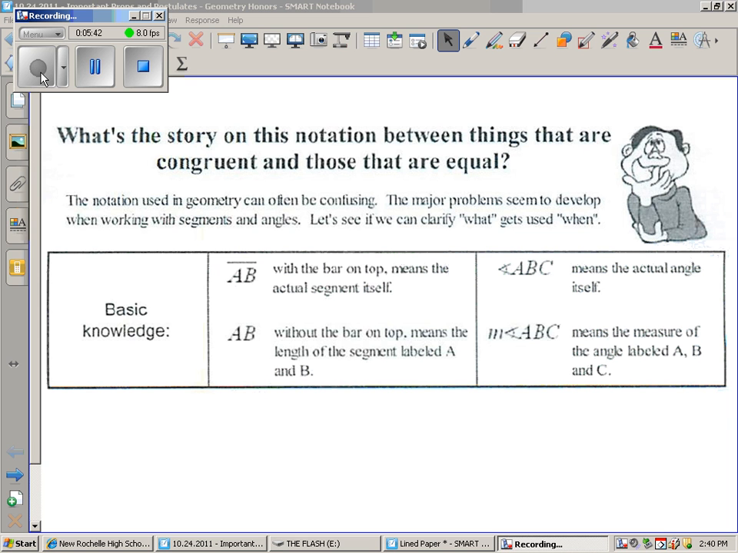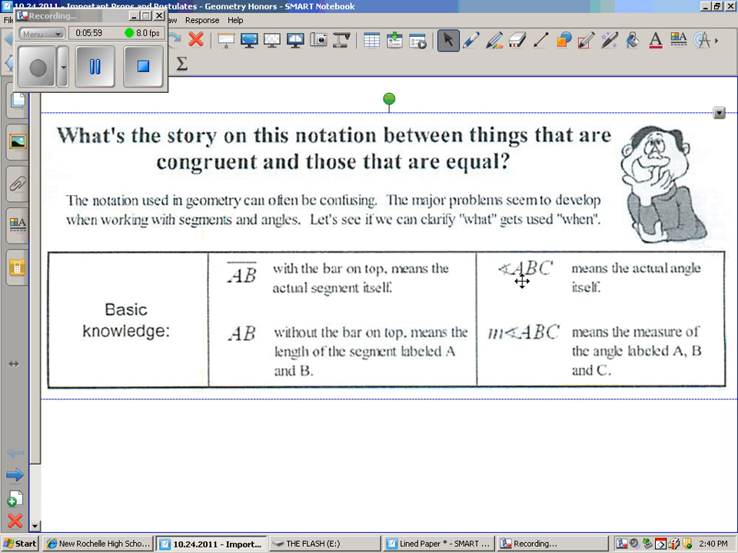Okay? All right. Also with angles, if you talk about two angles being congruent to each other, but you don't know their actual degree amounts, you just put this, angle ABC. But if you know that both angles are 37 degrees, you put a little m in the front of it. All right?